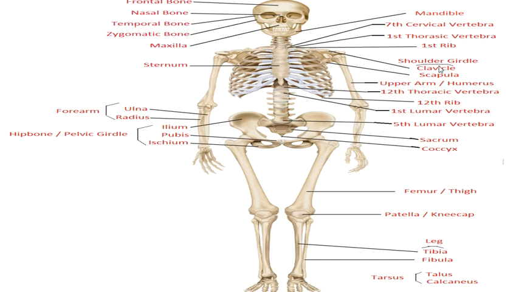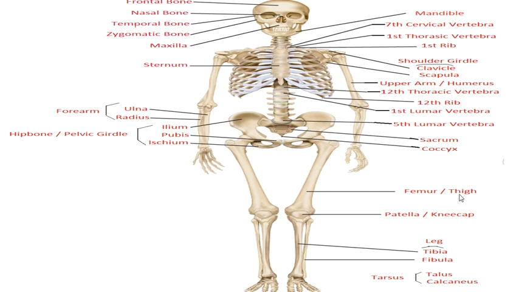Now for the shoulder girdle, clavicle and scapula are there. For the arm bone, the upper arm, humerus. This is the 12th thoracic vertebra. This is the 12th rib. Then comes the 1st lumbar vertebra, then the 5th lumbar vertebra, then the sacrum, then the coccyx.